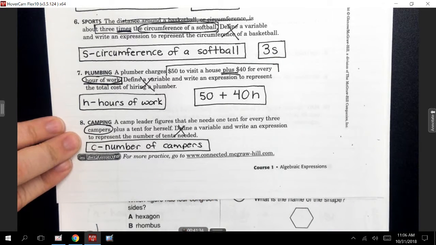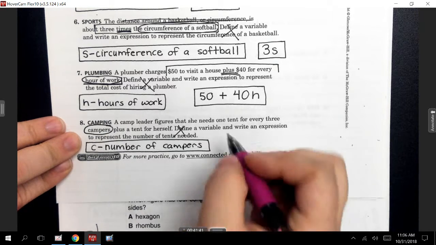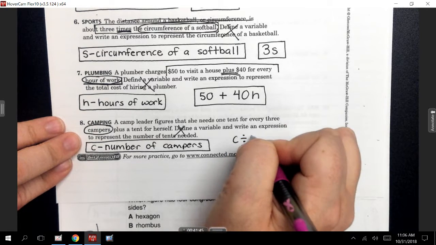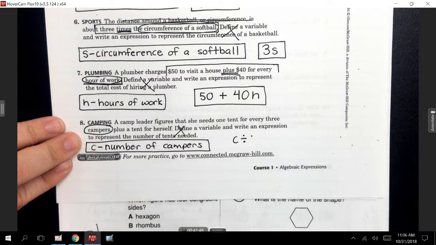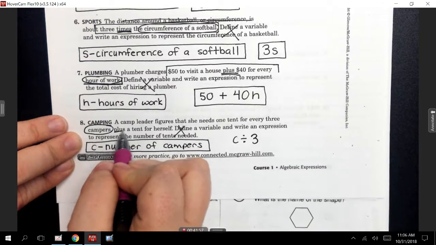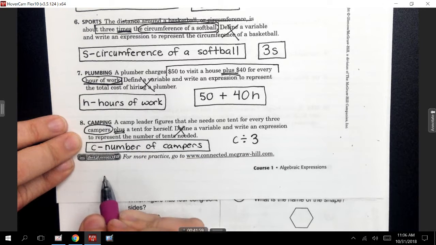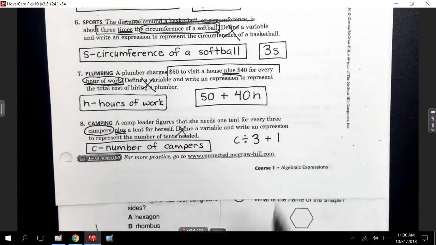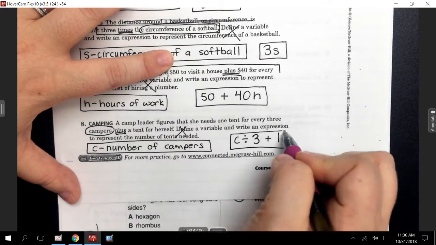What is it that I'm splitting up? The campers. So how am I going to write that? If I'm dividing it by 3, how would I write that? C divided by... How am I splitting them up? Into groups of 3. So C divided by 3. And then look, it says plus a tenth. How many tenths is that? 1. Plus 1. Okay? So guys, this is a good answer.